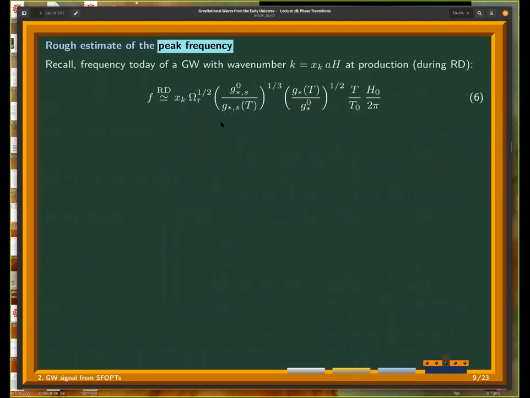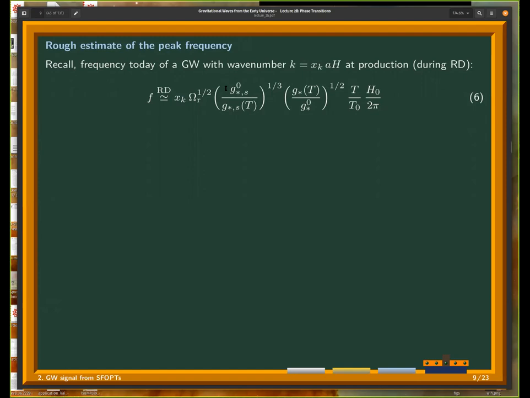Earlier today, we derived this frequency temperature relation. And now we consider a phase transition during radiation domination. And then this is the expression we found. The expression I showed to you, I just abbreviated by some function g, but the structure is the same. So the frequency is linearly related to the temperature at the time of the phase transition. Remember, we have this prefactor x here.